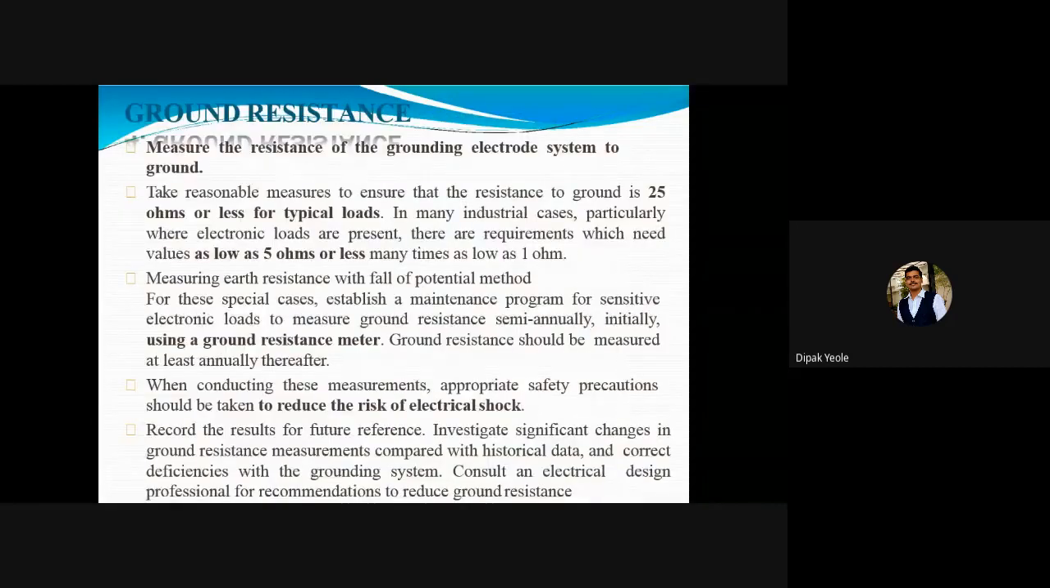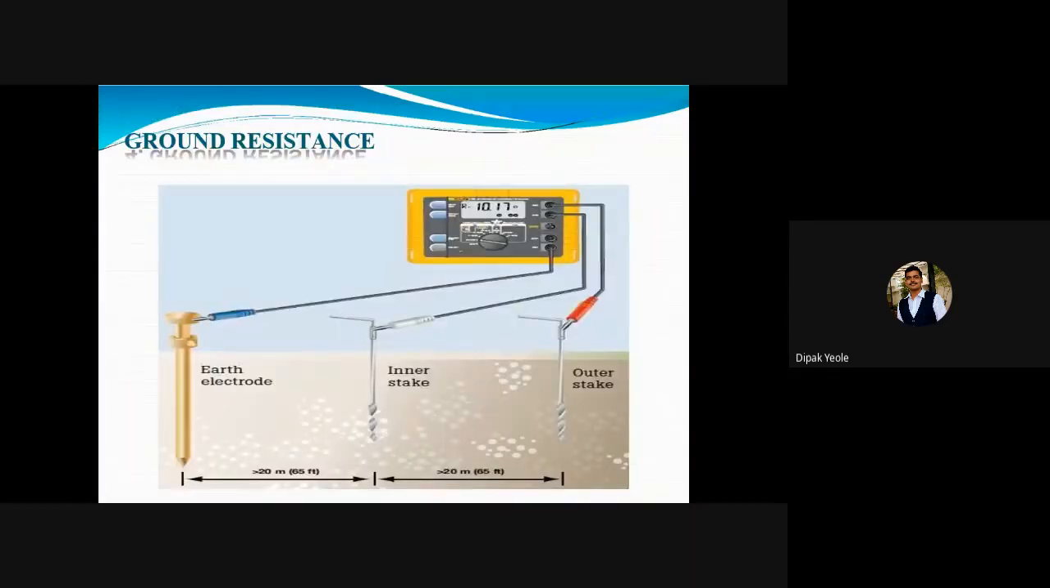The next point is the ground resistance. This morning we discussed the measurement of earth resistance, and we have to maintain it as low as 5 ohm. Why do we use this measurement? Because we have to reduce the risk of electrical shock. So this is the method: the earth electrode, inner stake and outer stake. We are not using the earth tester here; we are measuring directly.